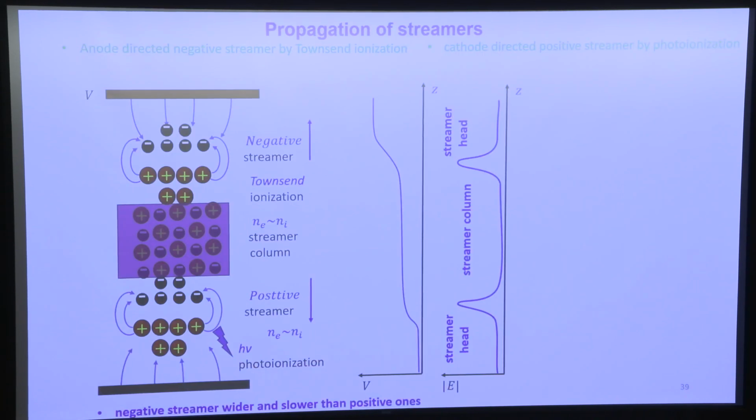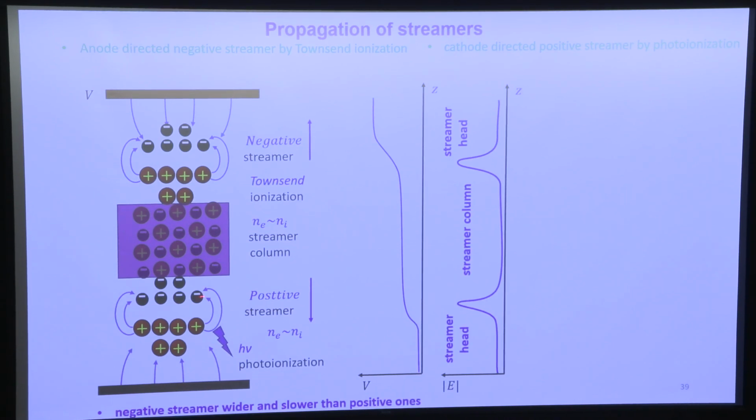Once you generate this, you can see the positive ions move this way, and the negative electrons go that way. In this one, we call it a negative streamer because the electrons move very fast, and they gain energy, and they ionize, generating electron ionization. But ions move very slowly. They really cannot do anything.